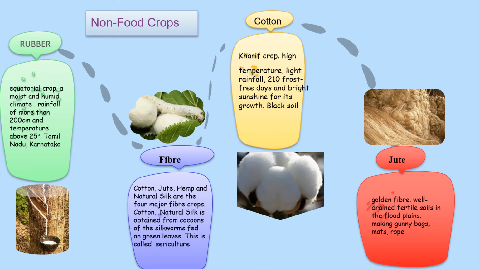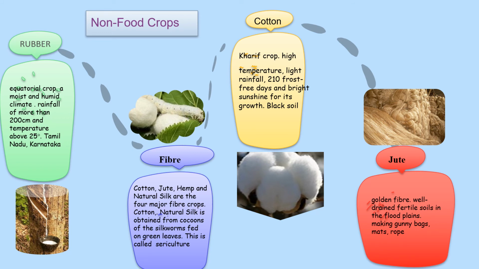Now let's look at the non-food crops of India, or let's say the cash crops. The first one is rubber. Rubber is an equatorial crop. It requires moist and humid climate. Average rainfall is about 200 centimeters and the temperature is about 25 degrees Celsius. Rubber grows well in Tamil Nadu and Karnataka.